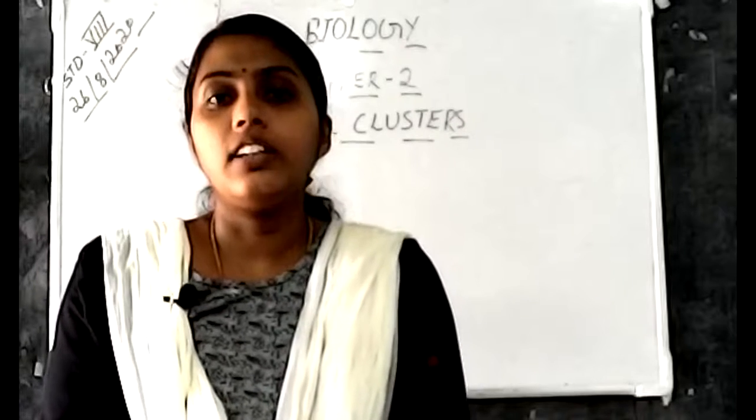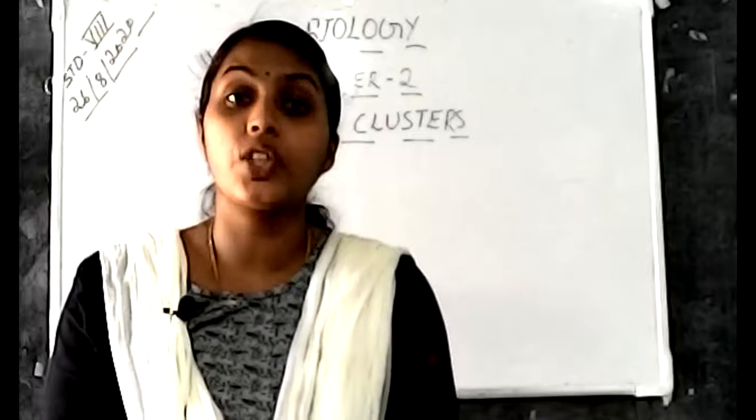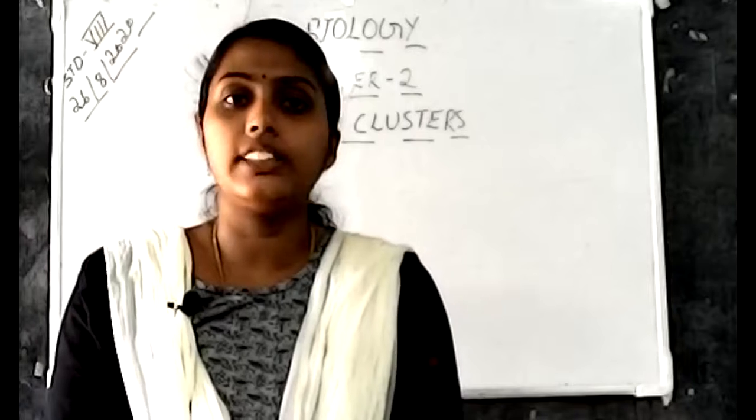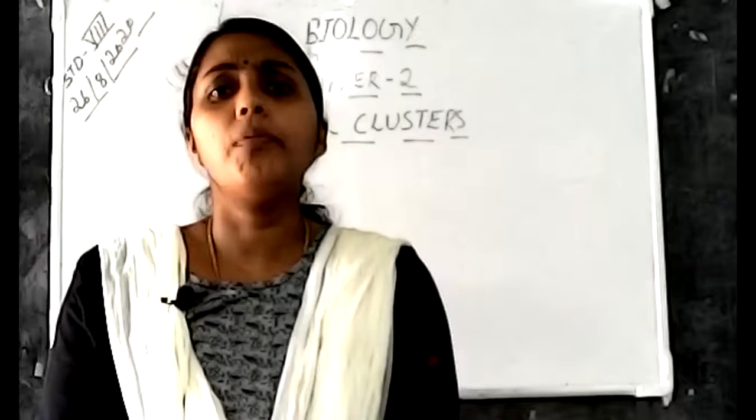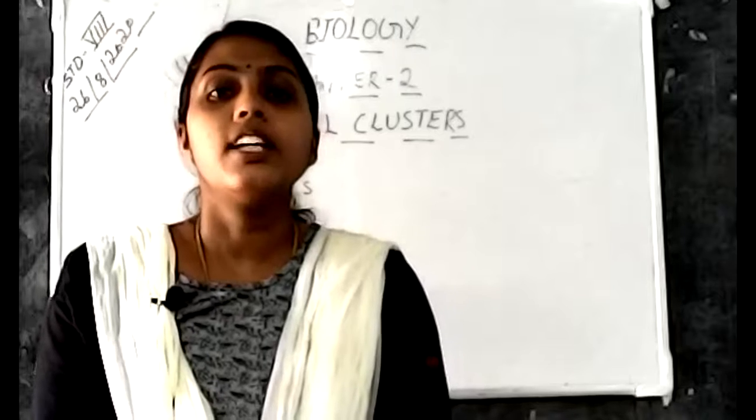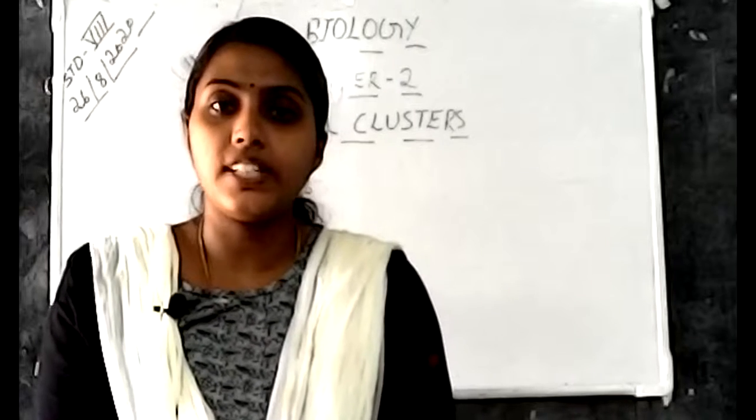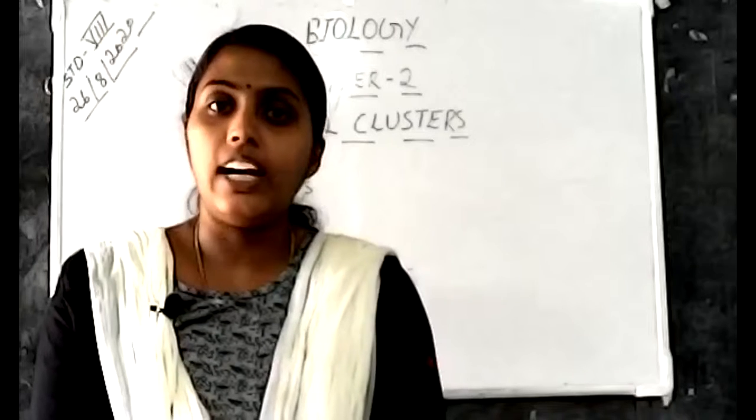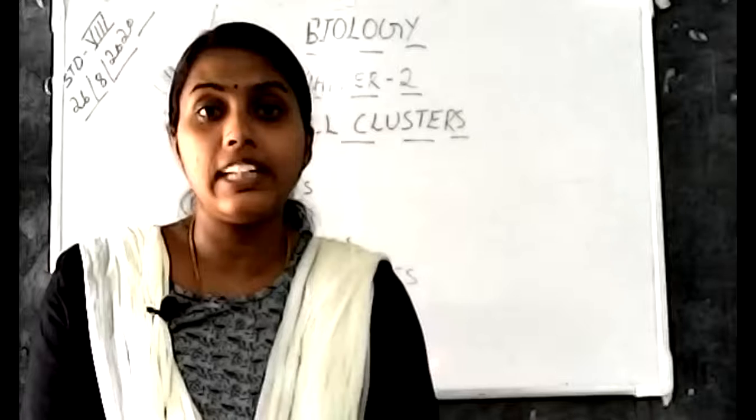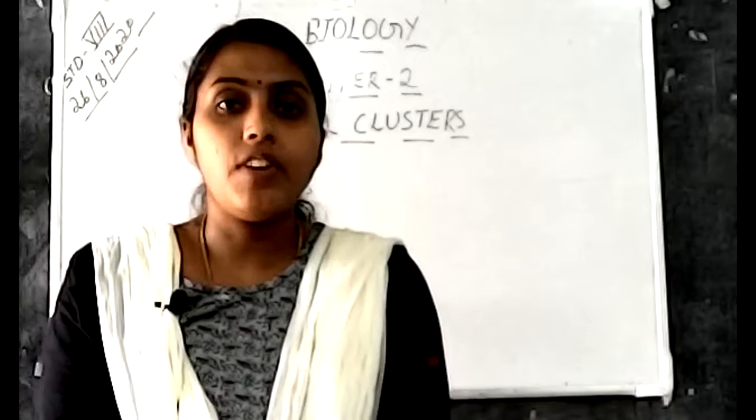We all know that the basic structural and functional unit of our body, of life, is the cell. So our body is made up of different kinds of cells, and about 200 different types of cells are present in our body. Among those are nerve cells, bone cells, blood cells, muscle cells, etc. All these are the different kinds of cells present in our body.